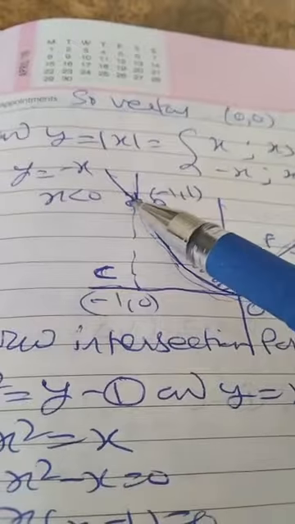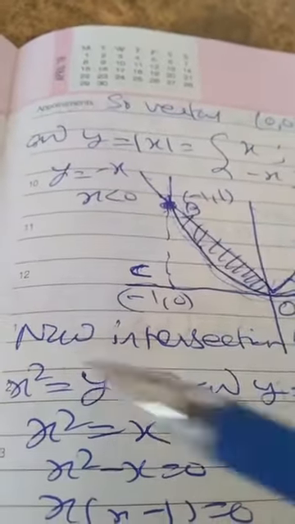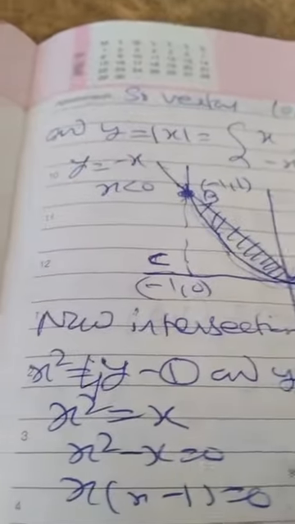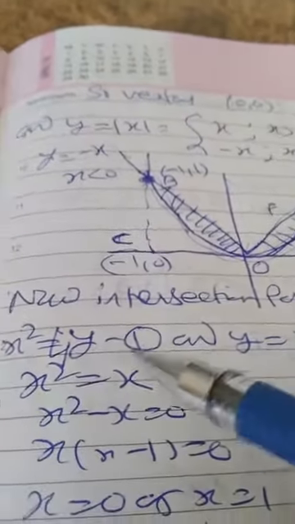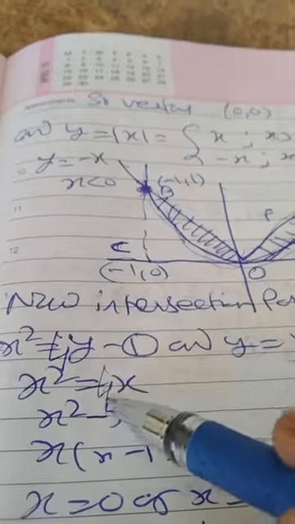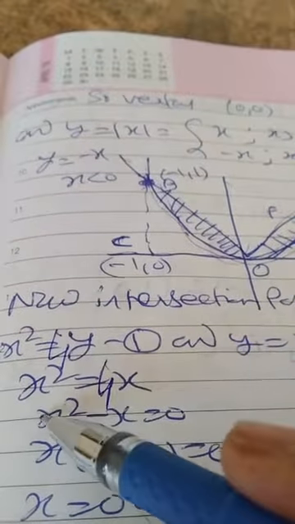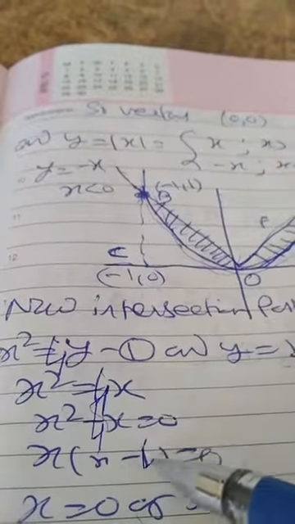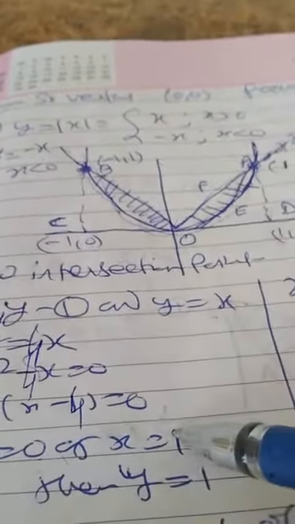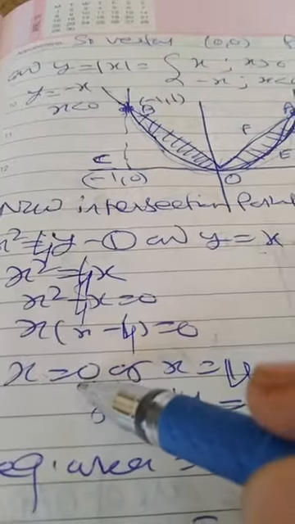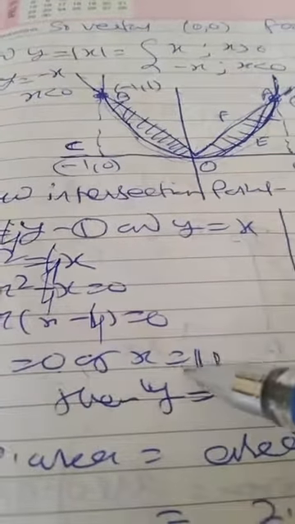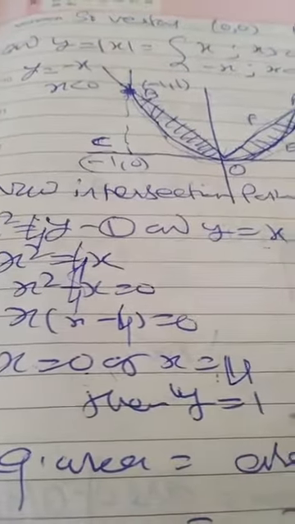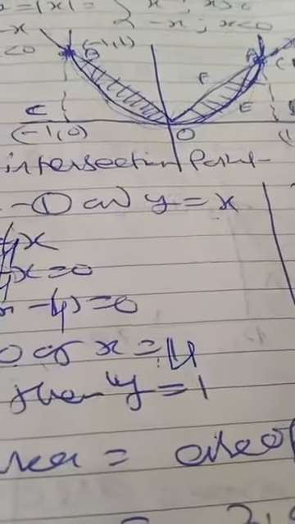Now, first of all, we have to find the intersection point. x square equals 4y and y equals x. So we put y equals x, getting x square equals 4x. Now x square minus 4x equals 0, taking x common, we get x times x minus 4. So x equals 0 or x equals 4. When x equals 0, y equals 0, and when x equals 4, y equals 1. So the intersection point is 4, 1.